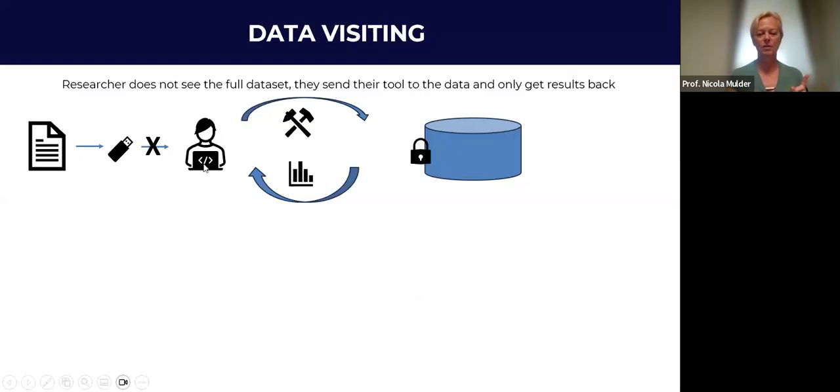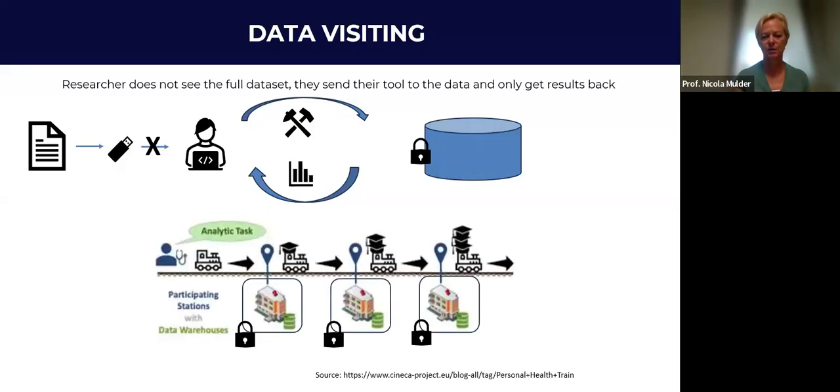If you can't download it, then the data set sits in the country under lock and key, secure, and you just send your tool to the data. So you never see the data, only your tool sees the data, and they only take the results back. So it's a way of safeguarding the data and just visiting the data. So you still can access it, but you don't have to see it and download it and then make multiple different copies of the data.